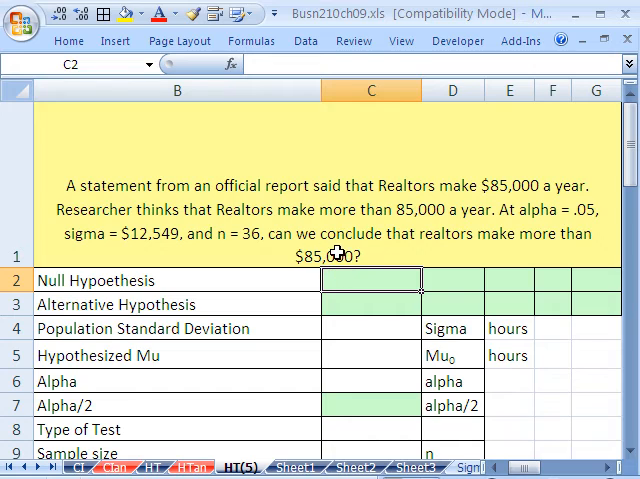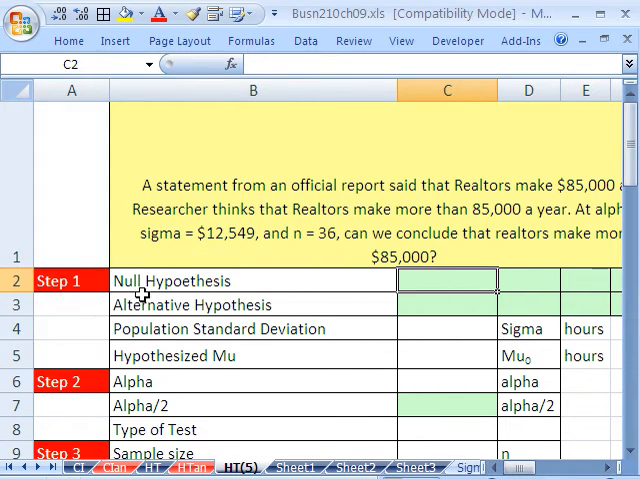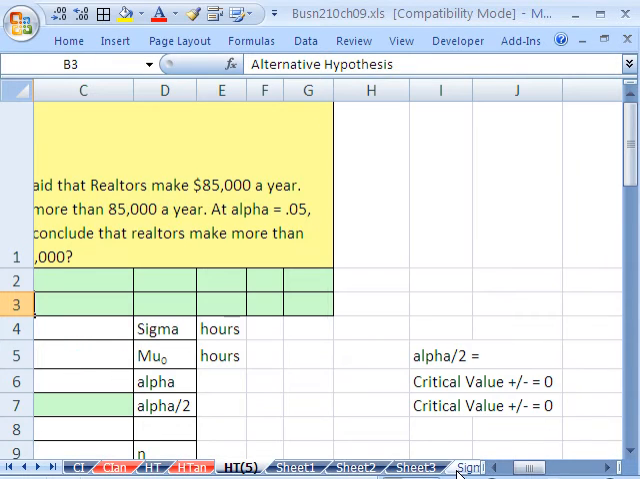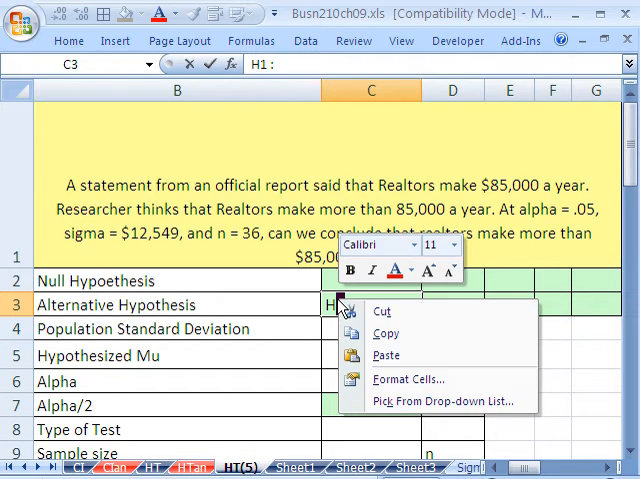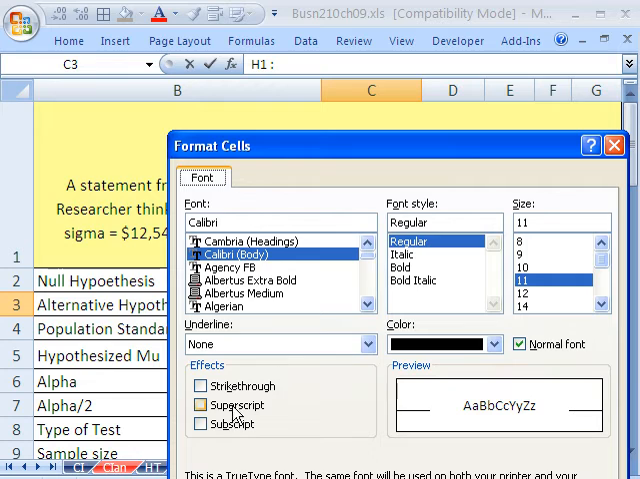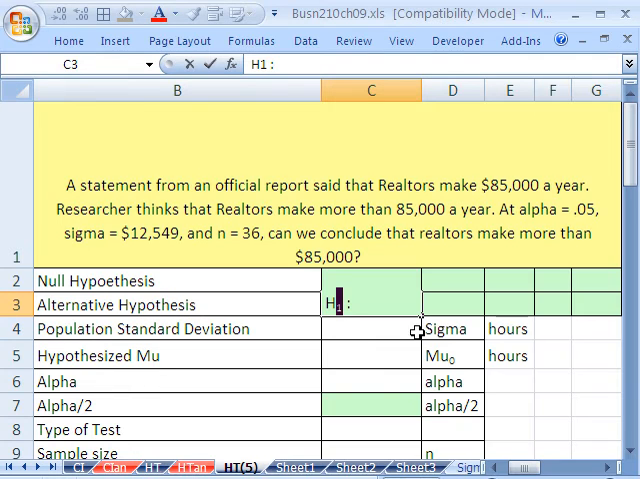As soon as I see the researcher's question, in step 1, I jump to the alternative hypothesis. And I'm going to do our little trick here. I'm going to say H1 space colon, and then I'm going to come back here, right-click, format cells, and do subscript. Right? So there is our alternative.